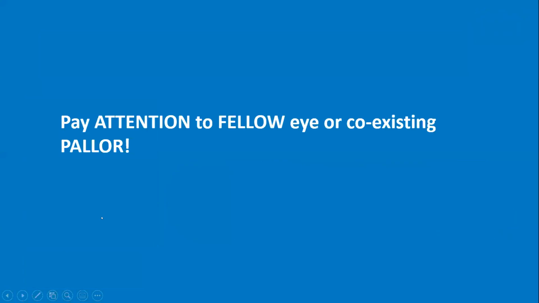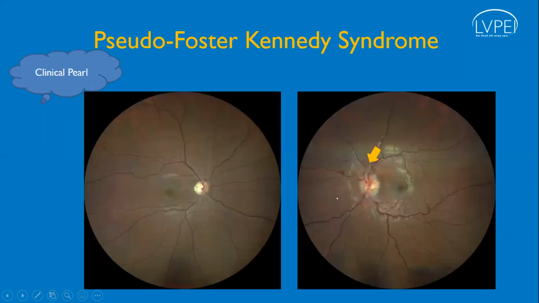And we should pay attention to the fellow eye or coexisting pallor, even in one eye, or both eyes. So if there is a presentation with pallor in one eye and disc edema in the other eye, it points towards possibly a previous episode, and we should think of possible MS, NMO, MOG in these patients. And if there is an associated hemorrhage as shown here, this points towards MOG optic neuritis.